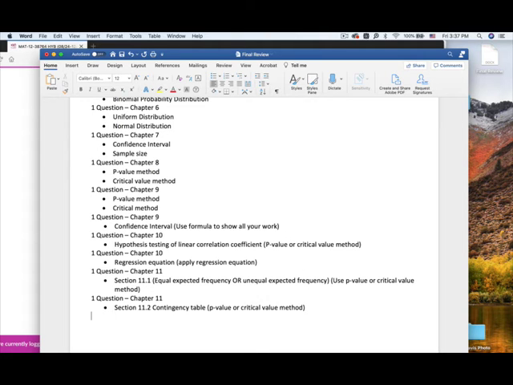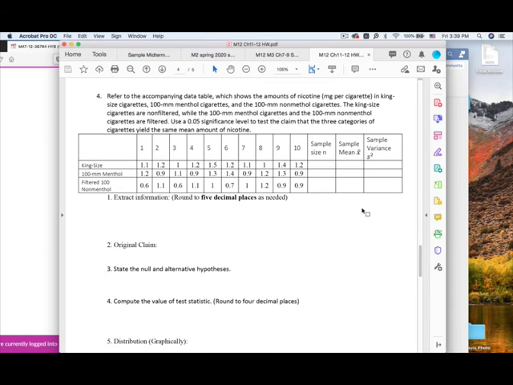Then the last one, that's one question from chapter 12. That will be from section 12.1. Okay, again, use the p-value method or critical value method. For chapter 12, you will see a question similar to this, and I will provide the table like here.